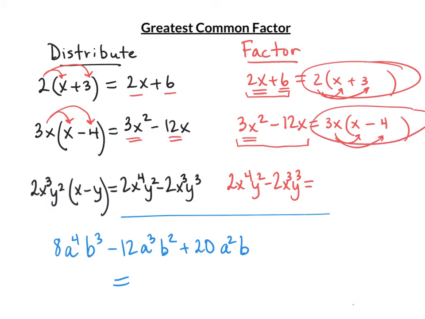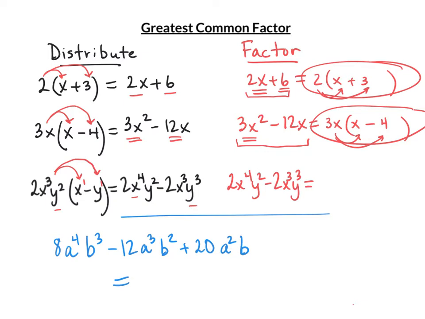This last one's a little more complex. Notice that when I take 2x cubed y squared times x to the first, x cubed becomes x to the fourth. And when I take 2x cubed y squared times y to the first, y squared becomes y cubed.